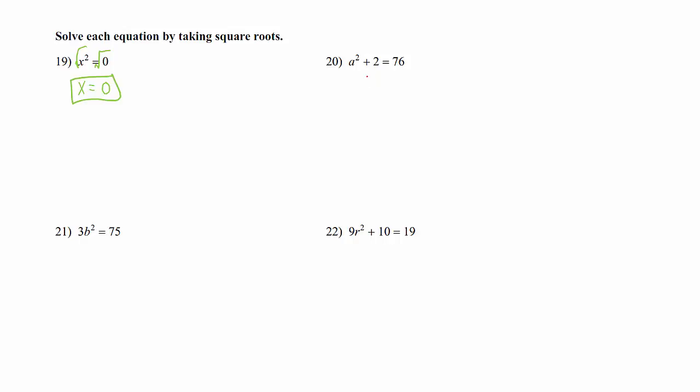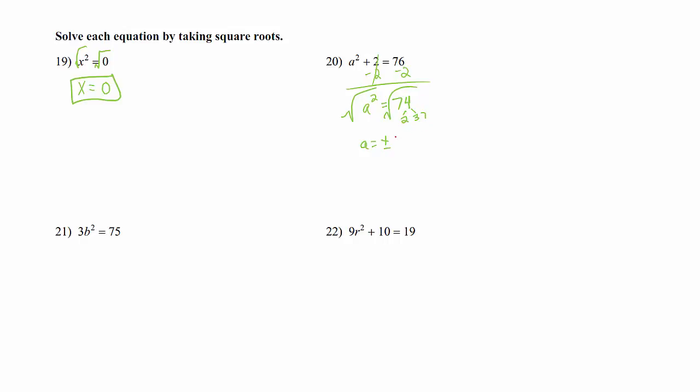On the rest of these, we're going to have to do a little work before we square root. Like here, I need to subtract 2. And then I need to say, well, what is the square root of 74? It's plus or minus. I need to think about the fact that 74 is even, means 2 should go into it. And then do some division here real quick and figure out the other factor is 37. Both of those are prime.